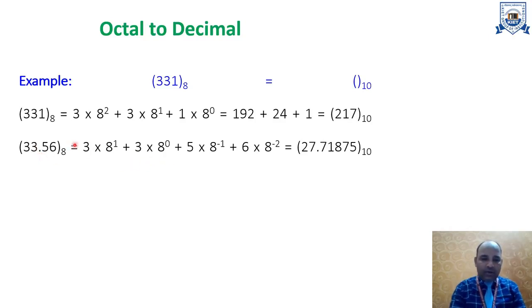Then the point. The values to the right of the point: this is 5, so 5 gets multiplied by 8 to the power minus 1, because this 5 is after the point, and this 6 gets multiplied by 8 to the power minus 2. Now we can calculate this expression, which gives the result 27.71875 in base 10. It means 33.56 in octal is equivalent to 27.71875 on base 10.